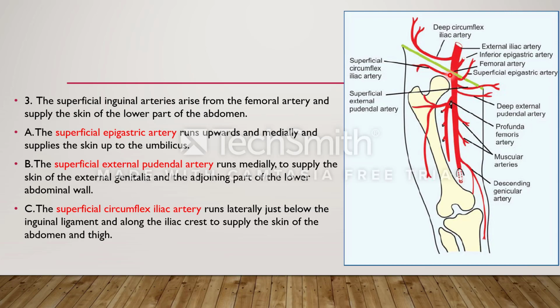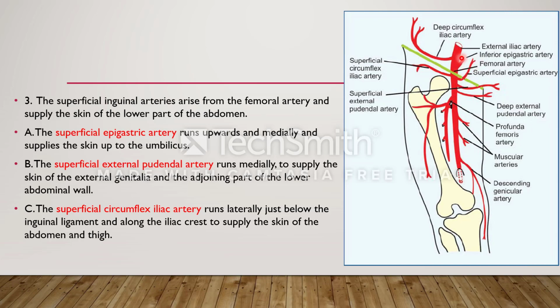This femoral artery is giving some superficial inguinal branches. In these superficial inguinal branches, there are three branches which are supplying the anterior abdominal wall. Number one is the superficial epigastric. See here, this is the superficial epigastric.